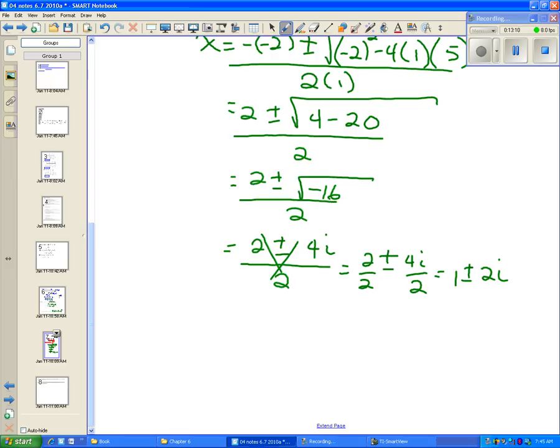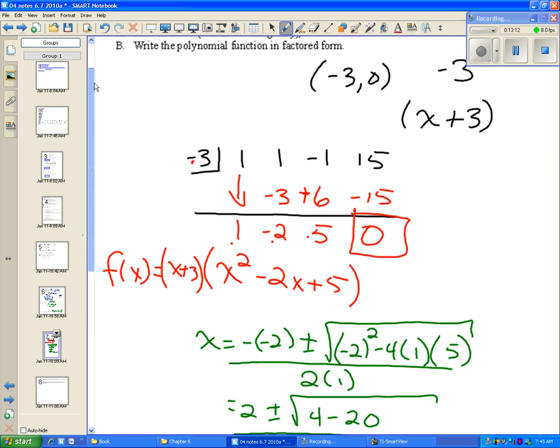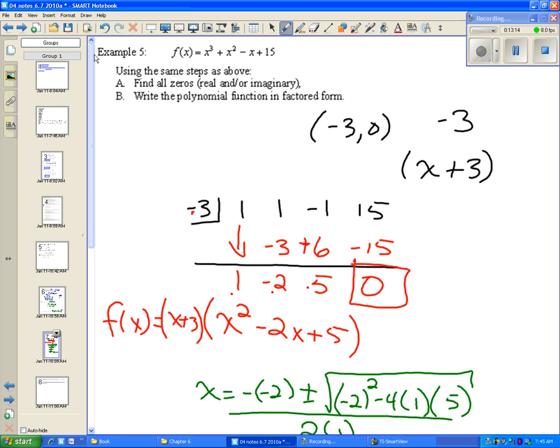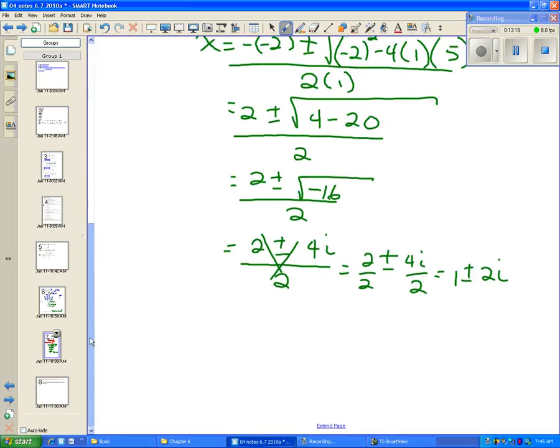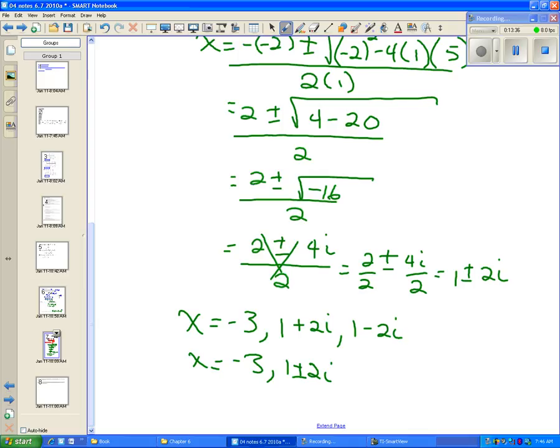So what do I have? As I go back up, I have a real zero of negative 3. So my zeros are x is equal to negative 3, x is equal to 1 plus 2i, and 1 minus 2i. Could I say that's negative 3 and 1 plus or minus 2i? Sure, I could write it either way. Those are my three roots, my three zeros.